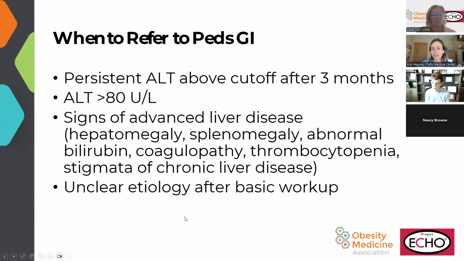If there are any signs of advanced liver disease. So these include things like hepatomegaly or splenomegaly, which is sometimes hard to assess on exam depending on body habitus, but if something feels abnormal. If on the liver panel you also see an abnormal bilirubin, any coagulopathy or thrombocytopenia, these could be signs of a more severe liver disease. And any stigmata of chronic liver disease, like spider angiomas, things like that, those are more rare in children. Or just if you are not really sure what's going on after sending a basic workup and it doesn't feel like something you've seen before, you can send it then.